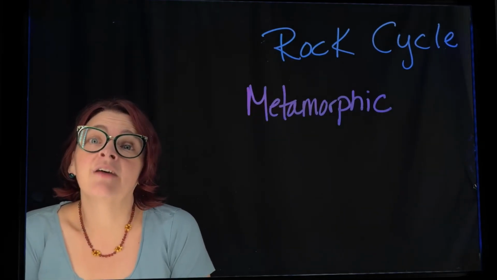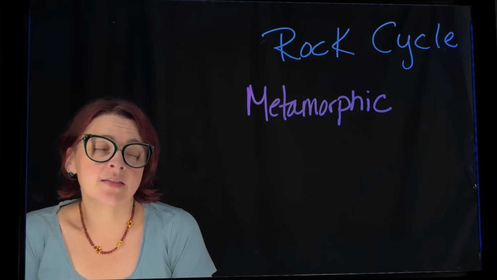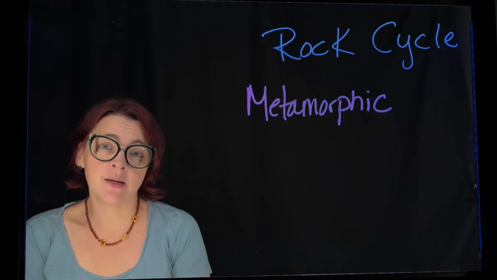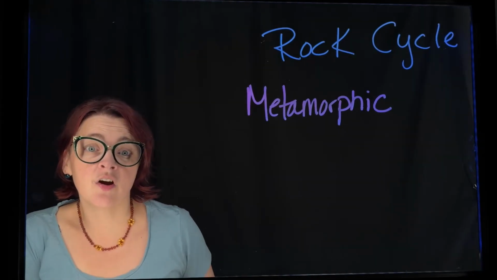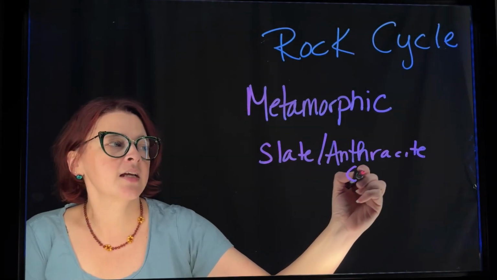And lastly, we have metamorphic rock. Metamorphic rock is rock that has been subjected to very high pressures and temperatures. The pressure and temperature then physically and chemically change the rock. These rocks tend to be very strong. Two examples would be slate and anthracite. Anthracite is a type of coal.